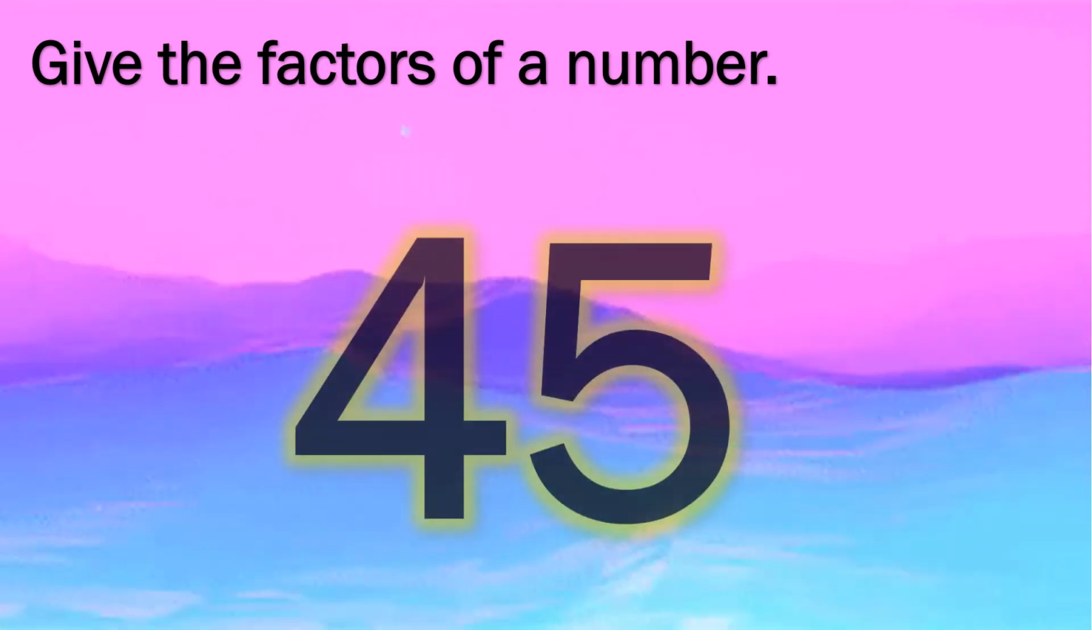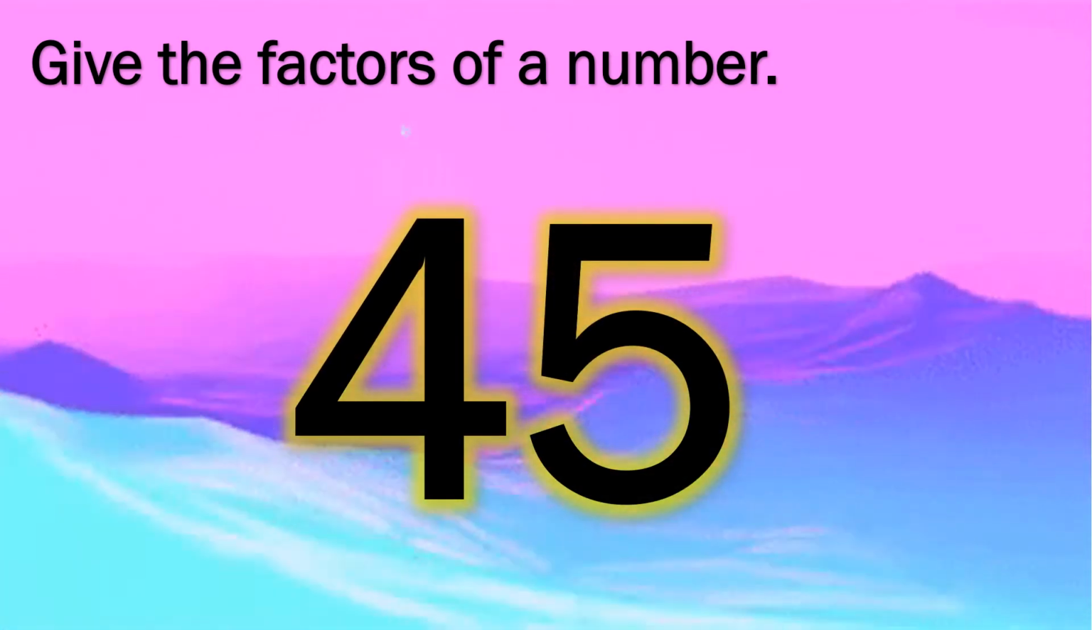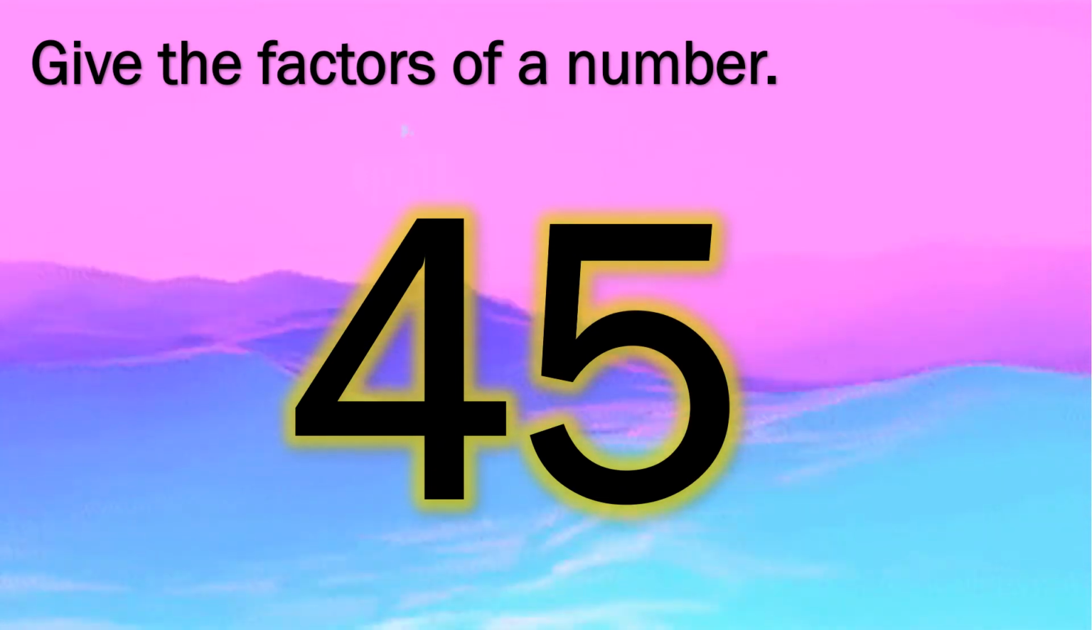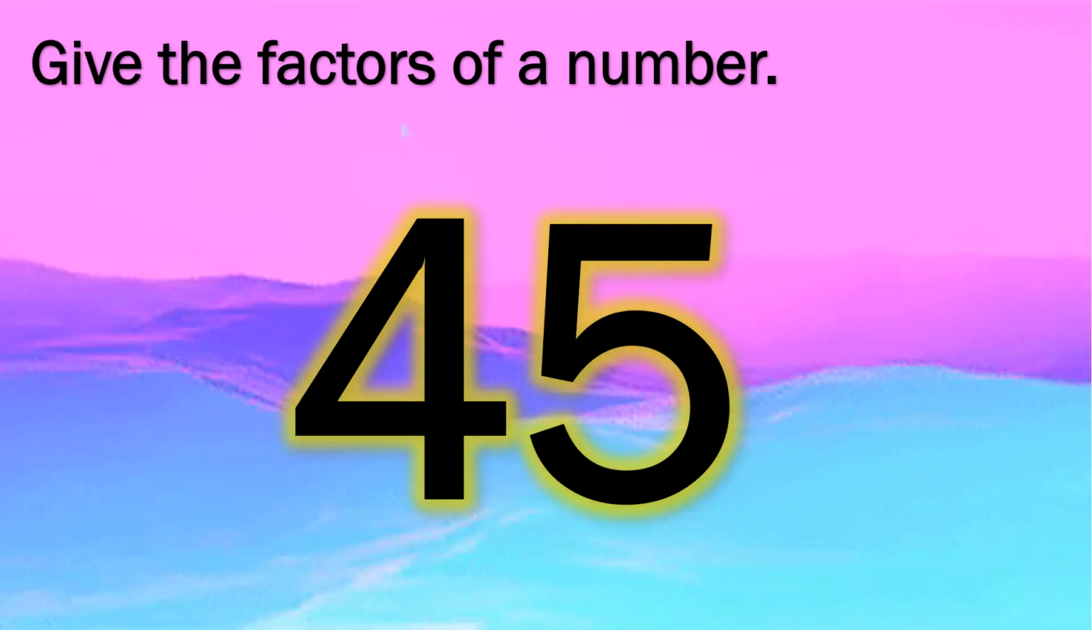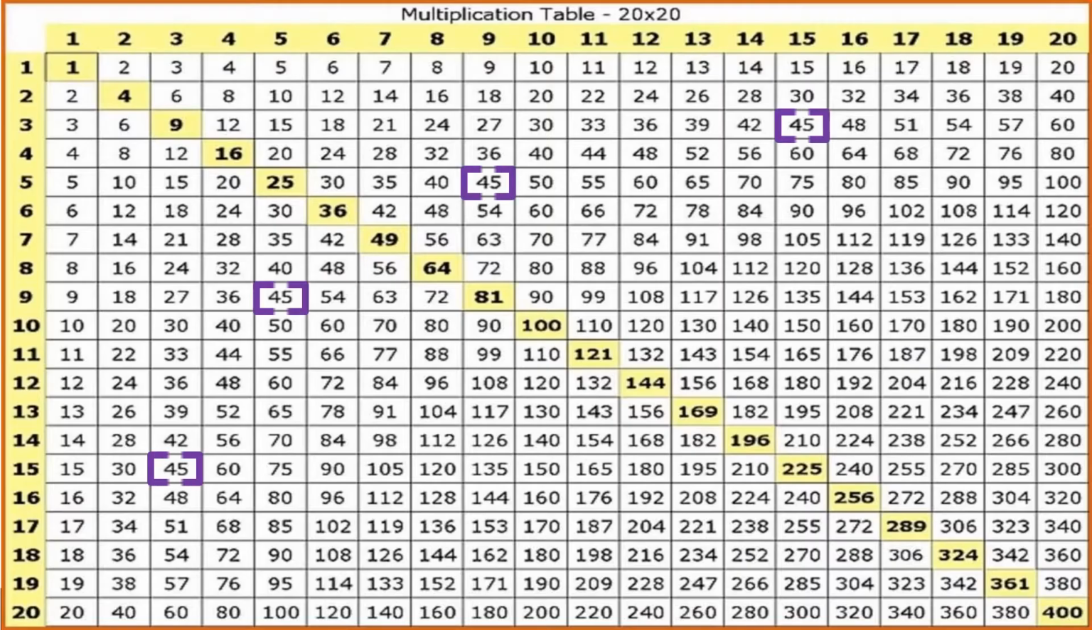So let's start. 45. Do you remember what are the two factors to be multiplied and the product is 45? Okay, let's start with this one. So this is a multiplication table. I choose 45 here. So I have 15 times 3, 9 times 5, and 3 times 15. Also remember we have 1 times 45.